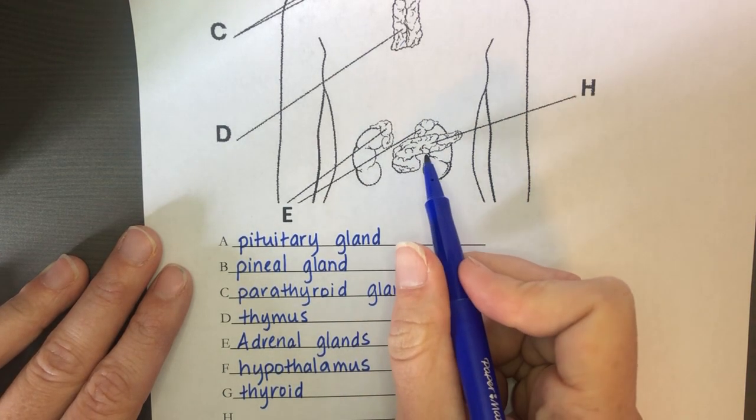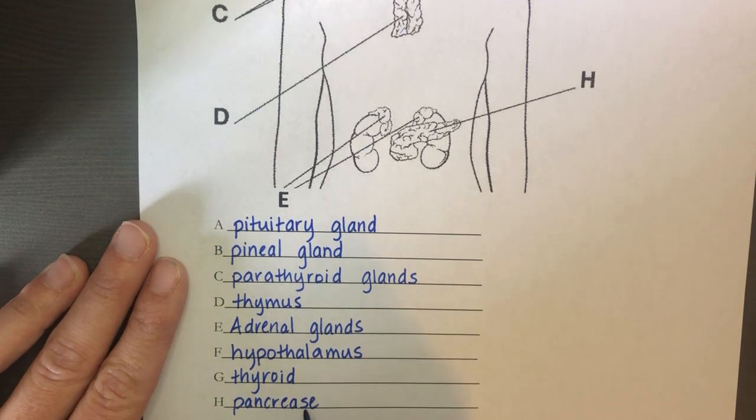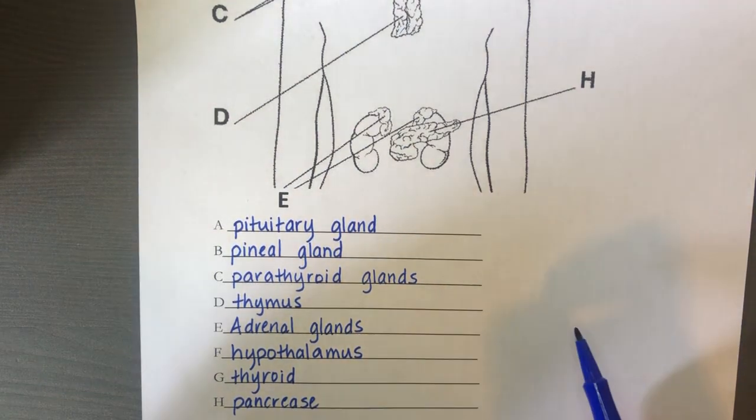And then last but not least, H over here is the pancreas. Pancreas, kind of a weird word, the way it's spelled. I always think of it as pan-creas to remember how to spell it. So your pancreas.